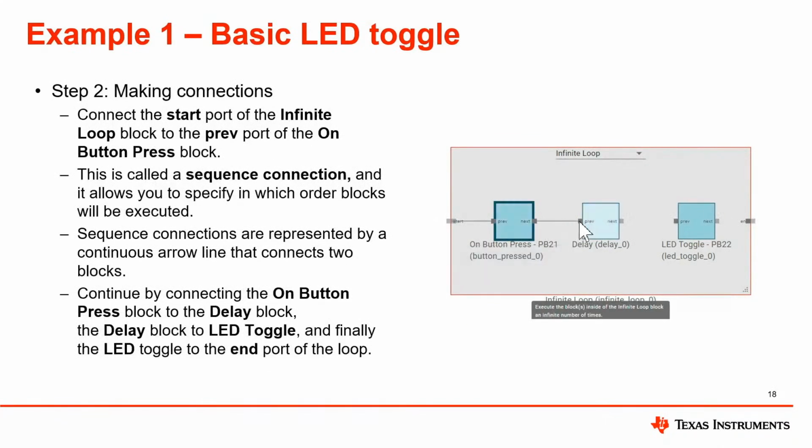The next step is making connections. Going from the start button on the left side of the infinite loop, you will then connect to the previous port on the on button press block. This is called a sequence connection, and it allows you to specify in which order blocks will be executed. Then you can connect from that to the delay, and then also to the LED toggle to the end of the infinite loop. In this infinite loop, it'll be run continuously in the order that it has been connected.